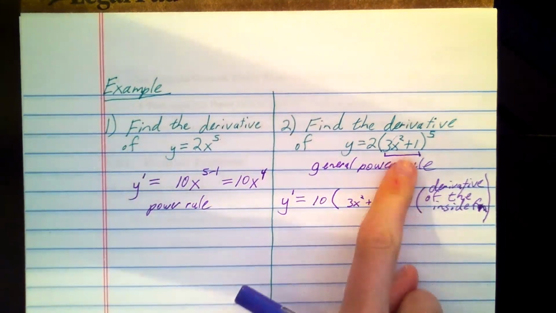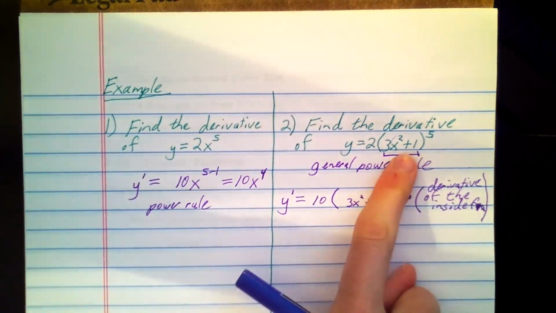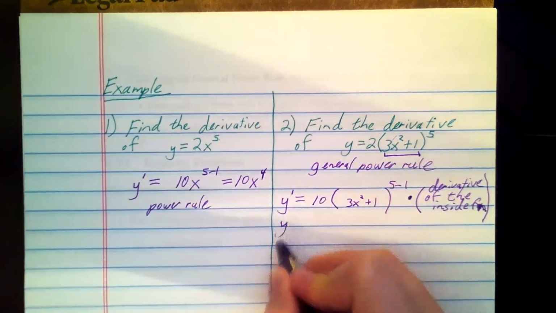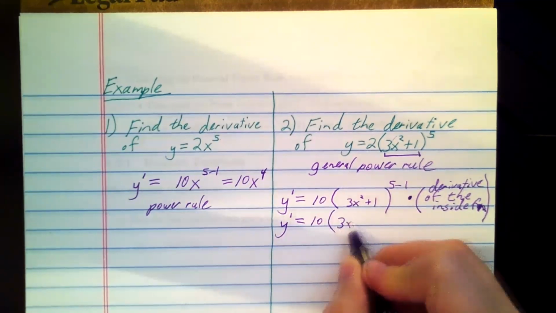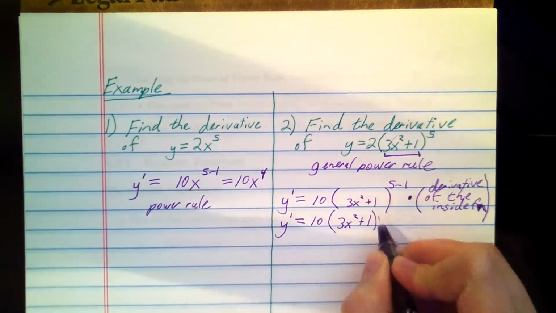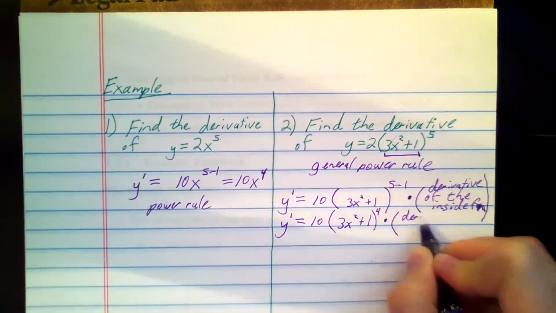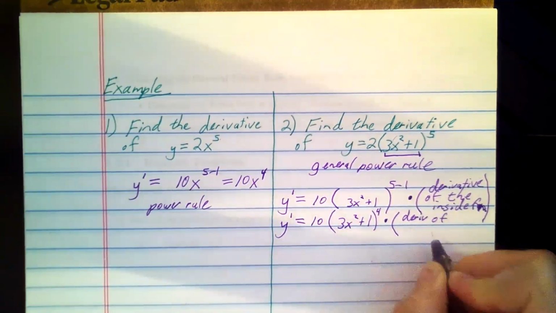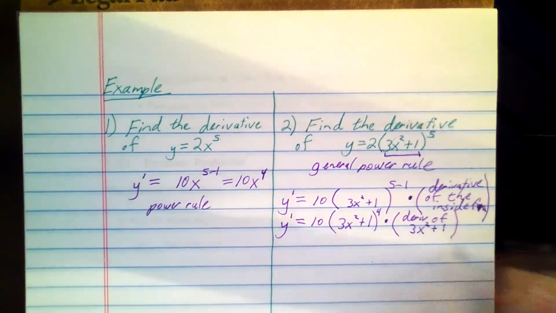So the part that's in the parentheses is the inside function. 3x squared plus 1 is in the parentheses. It's inside the bigger function, 2x to the fifth. So it's the inside function. If I'm going to complete my general power rule, I have 10, 3x squared plus 1 to the 5 minus 1, which is 4. But then I have to multiply, and I'll use words again, by the derivative of the part in parentheses, the derivative of 3x squared plus 1.